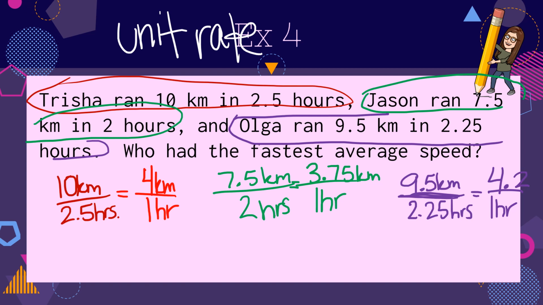Now, we're going to end up with some decimals in this unit, and so sometimes you're going to have to round, all right? 4.2 repeating, we can just round it to 4.2.